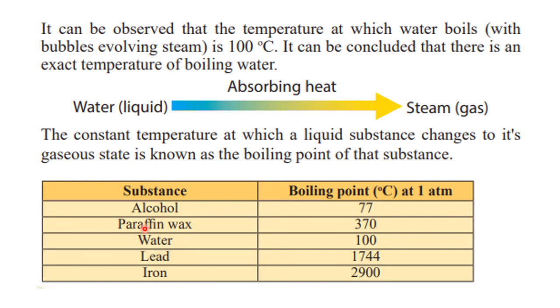And paraffin wax has a higher boiling point than water's, which is 100 degrees Celsius. The boiling point of iron is higher than the other substances, and the melting point of iron is also higher than the other substances.